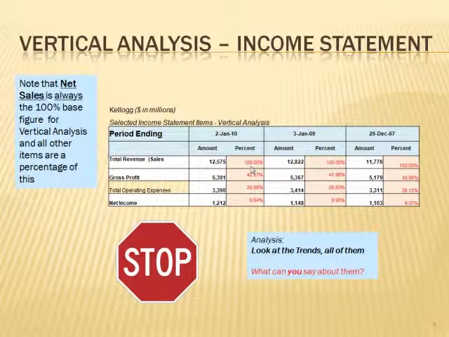So the 100% figure in 2009 is 12,575, and gross profit is compared to that, and you get 42.87%. In 2008, the 100% figure is 12,822. Gross profit of 5,367 is compared to that year's net sales, and you get the percent. So you can see here, if we look at the trend in gross profit, it was almost 44%. And here it's dropped 2 points. And it's recovered a little bit here.